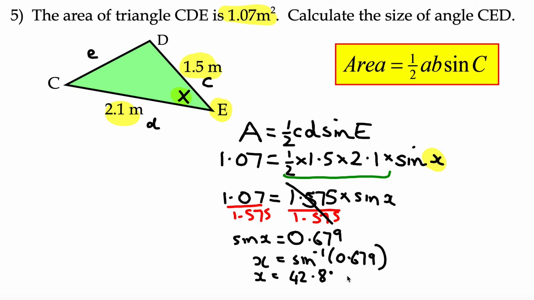We're asked to calculate the size of angle CED, so I'm just going to finish off by saying angle CED is equal to 42.8 degrees to one decimal place. Okay, so again, if you don't know one of the sides or an angle, and you know the area, you just keep using the same formula, and you're going to have to rearrange it at some point to get the value that you don't know. I hope that's helpful. You can practice a little bit more of that on your own.